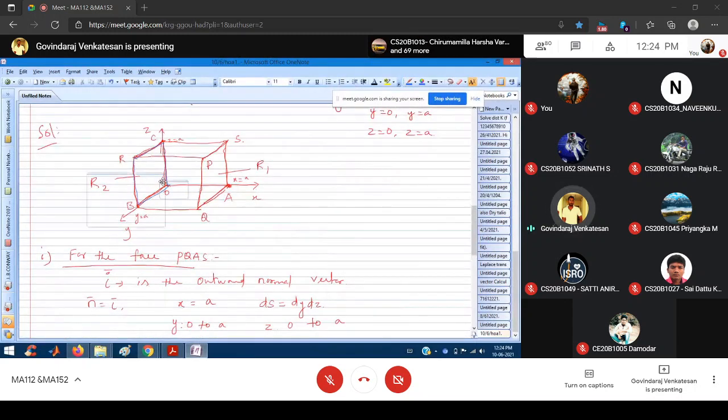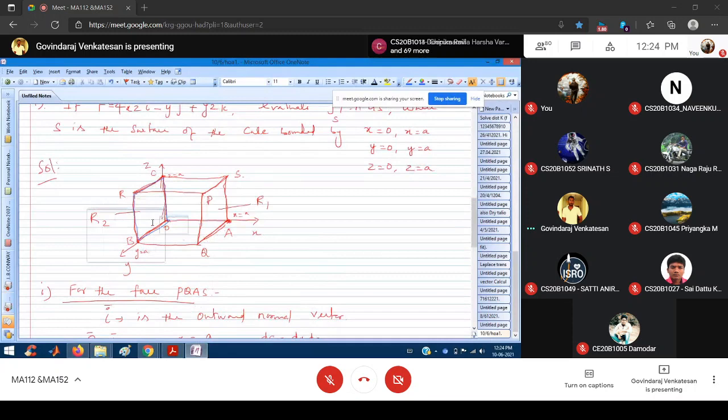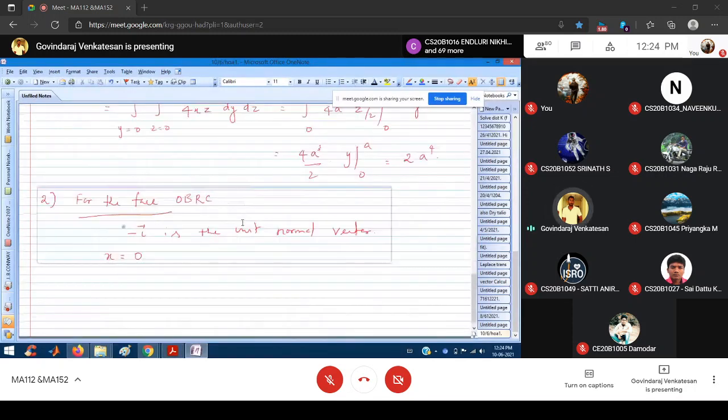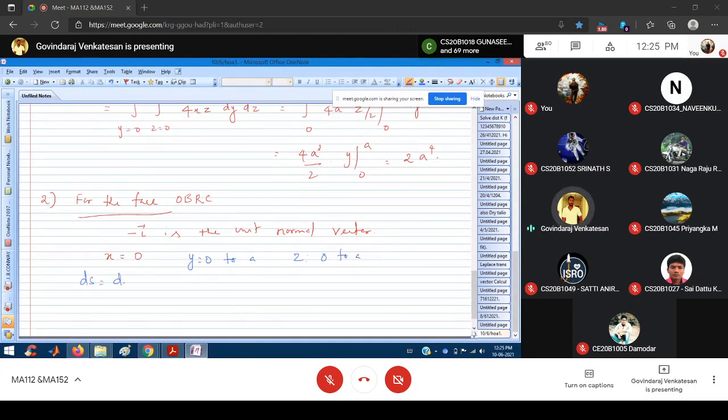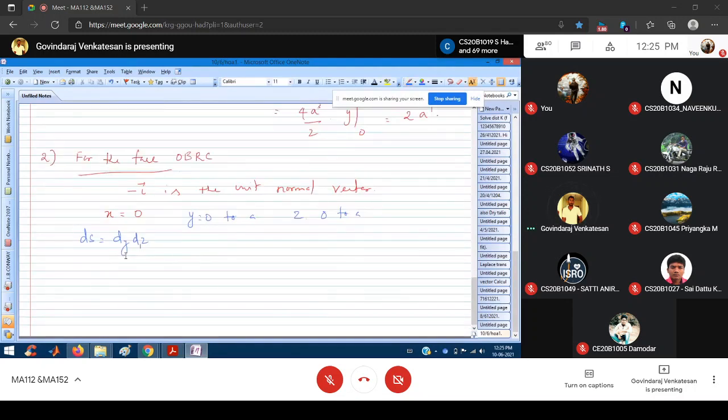So therefore the value of x is 0. So what about the variation in y and z? Y is varying from 0 to a, z is also varying from 0 to a. What about the dS? It is nothing but dy into dz. So therefore the surface integral over R2 of F vector dot n vector into dS is nothing but the double integral y equal to 0 to a and z equal to 0 to a of F vector dot n vector.